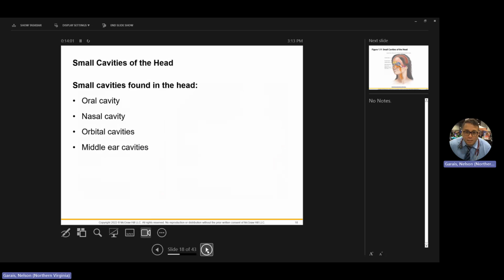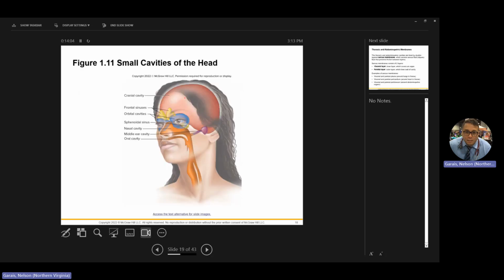Oral, nasal, orbital cavities, and middle ear, these cavities and these spaces in your skull, we're going to talk more about them when we talk about special senses, and also next term when we talk about the respiratory system.